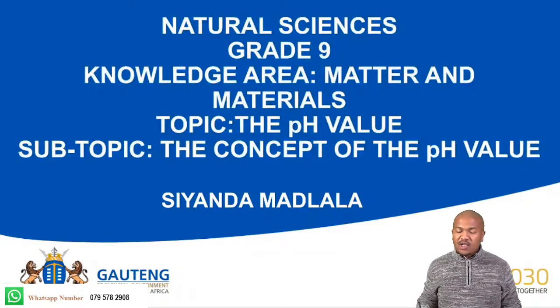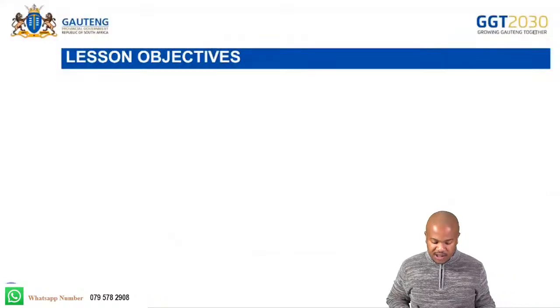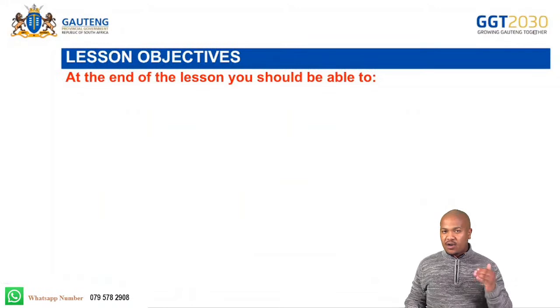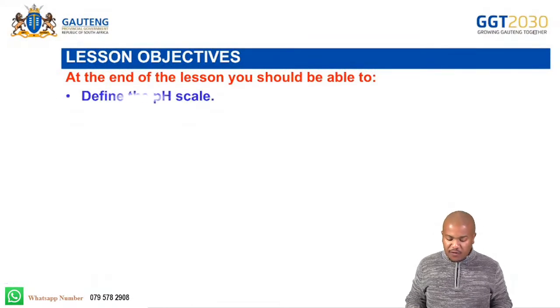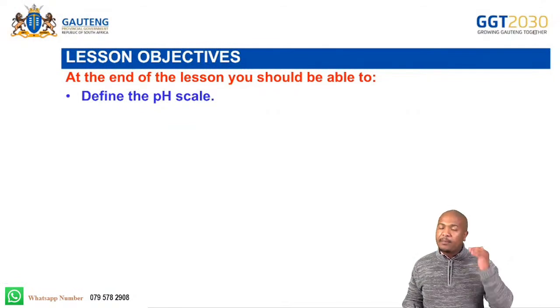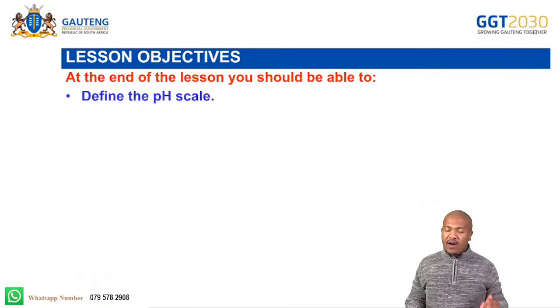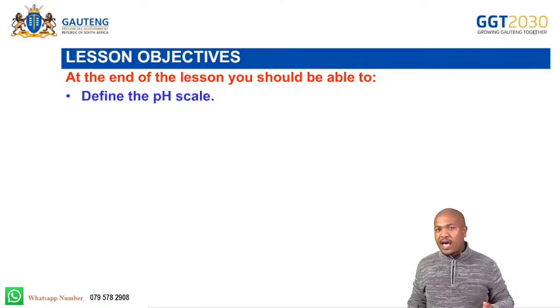Right. So now let's quickly look at our lesson objectives, right? This is what we need to achieve by the end of this lesson. So when this lesson ends, we should be able to firstly define the pH scale, right? We should be able to define the pH scale.